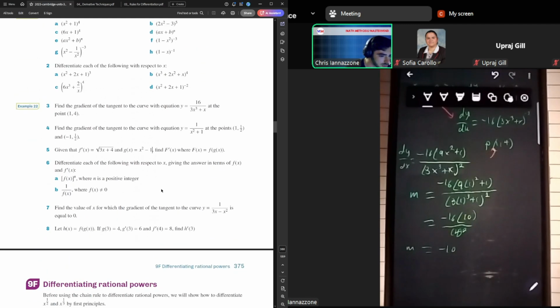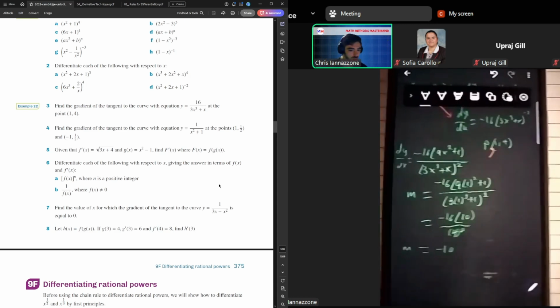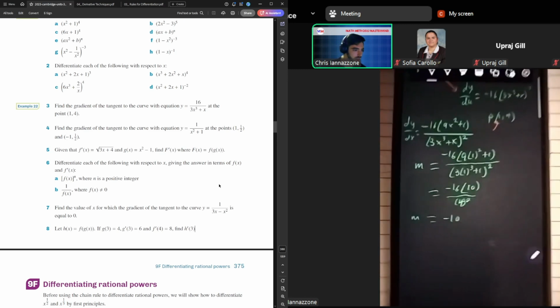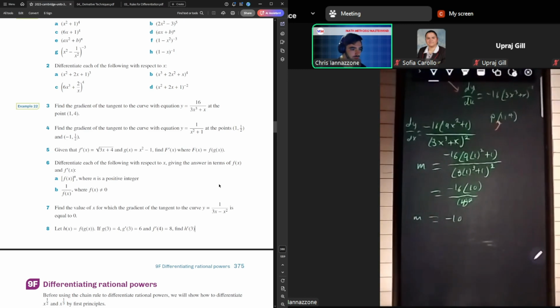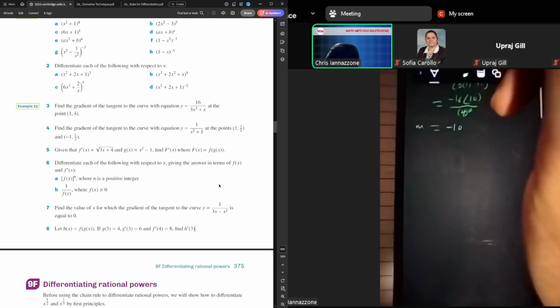Oh, actually, there is an interesting one down here in question 8. Let's have a look at that, because you may not know the actual functions that you're working with. You may have situations where you have generic functions to work with. So let's have a look at that.